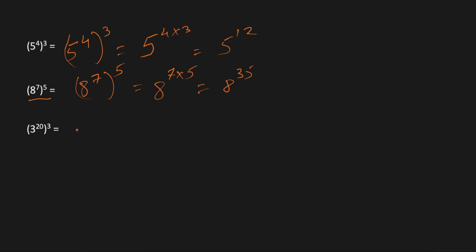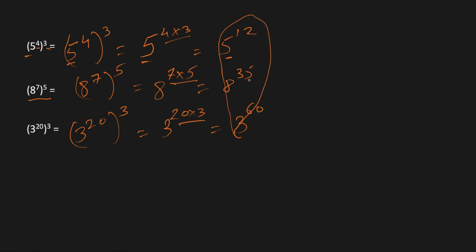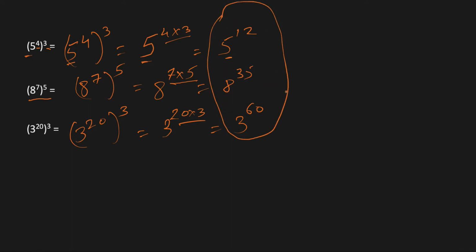In this case, it's 3 to the power 20 in parentheses to the power 3. So this would be nothing but 3 to the power 20 times 3, which is 3 to the power 60. Awesome. So remember, the base always remains the same, and the exponents are always multiplied, and we get our final answer.